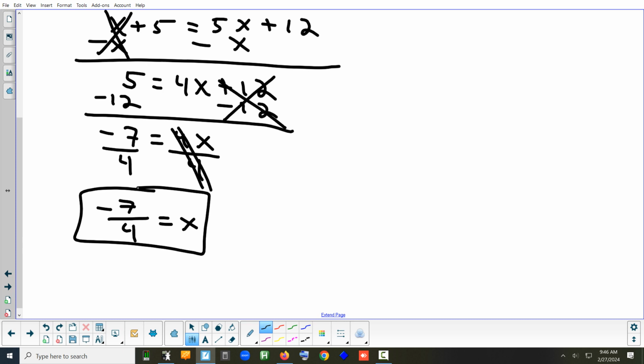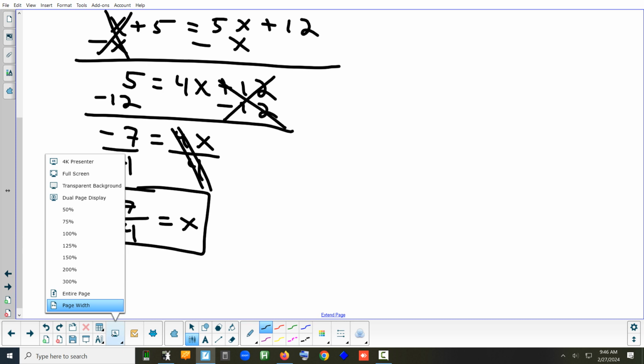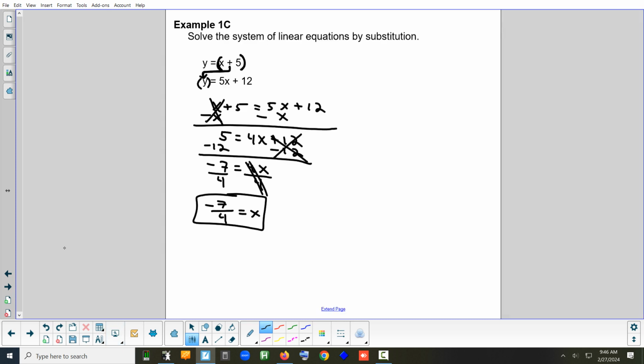How would you figure out that they cross at -7/4? That's a hard number to figure out. All right, so that's x. What letter do we still have to find? Y. We still have to find y.